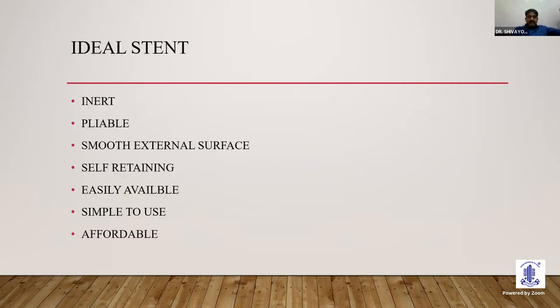What is an ideal stent? An ideal stent should have all these properties. It should be inert, pliable, self-retaining. It should have a smooth external surface so that you can stretch it. It should be easily available, and most important of all, it should be affordable to a common man, because people like me practice far away from Bangalore and affordability is slightly less when compared to Bangalore.